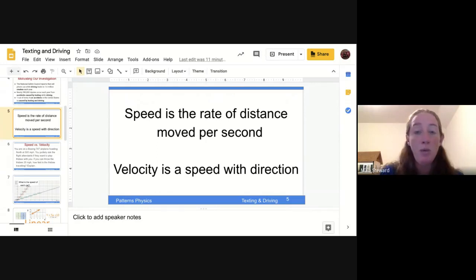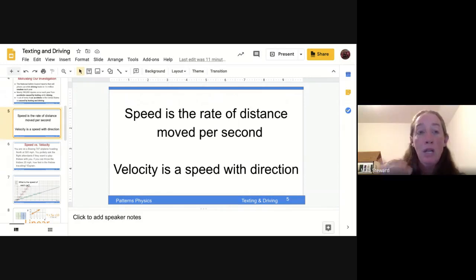And this starts with speed. So speed is the rate of distance moved per second. So how far do you go? How fast? Velocity seems like the same thing. And in many ways it is. Velocity is speed, but it's speed with a given direction. So it's important to know.